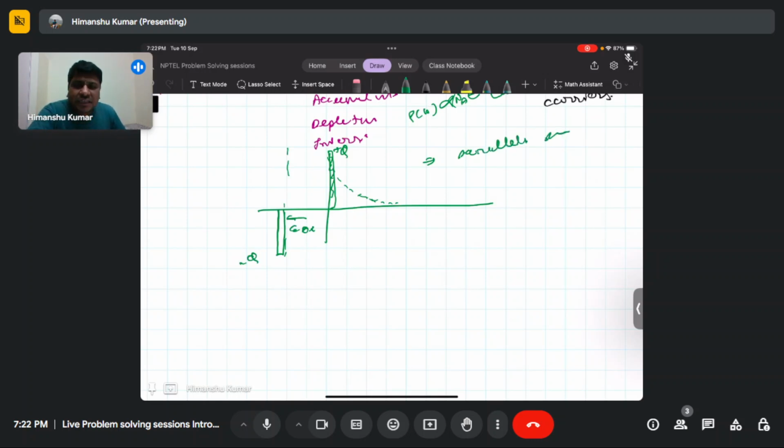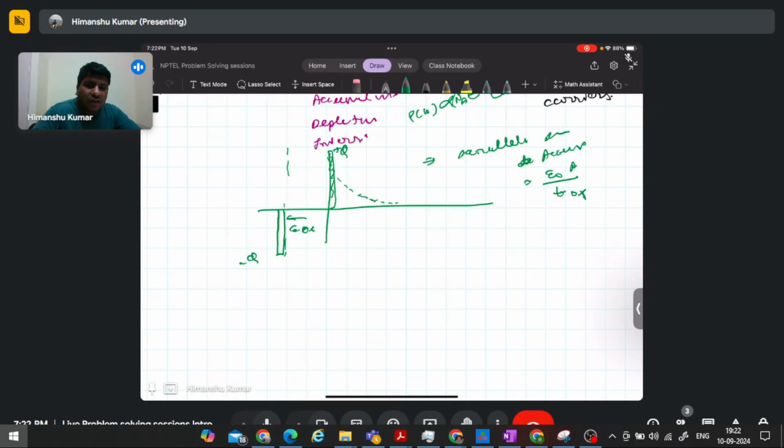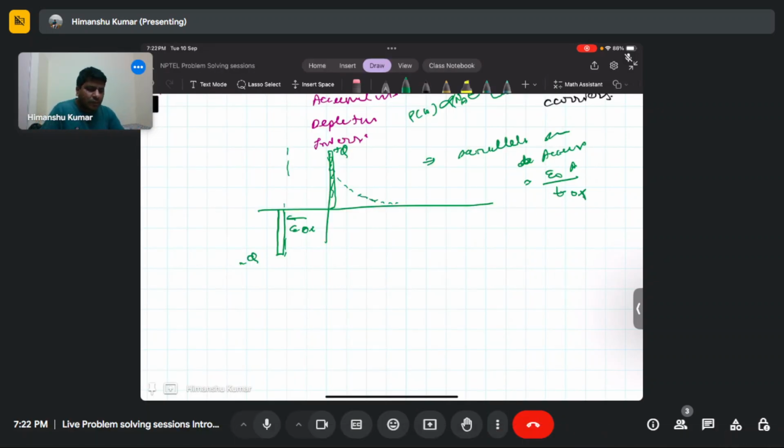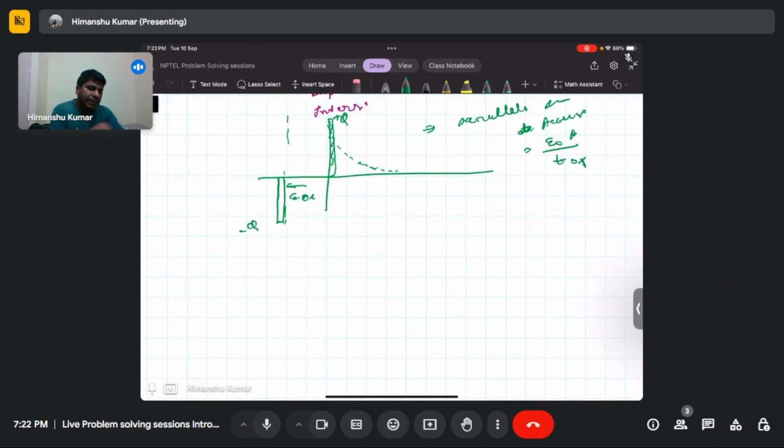So this capacitance is given as the depletion accumulation capacitance, which equals epsilon naught A by d, that is epsilon ox A by t ox. Here t ox is the thickness of your dielectric region, and you will get this expression. So the capacitance is similar to the parallel plate capacitor. You can do a more detailed analysis, but that is not important for a basic course like this.